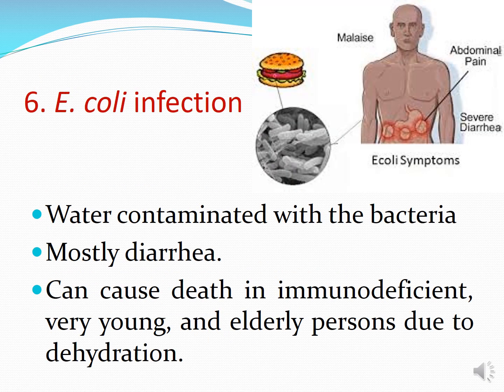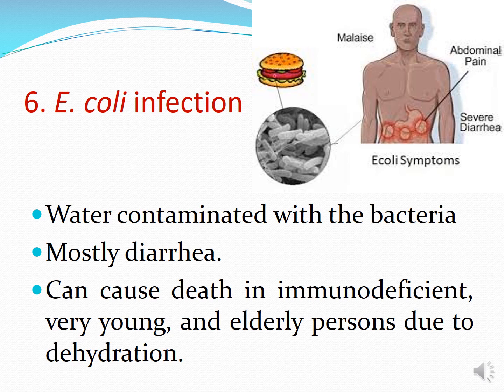Number 6, problem caused by the waterborne disease is E. coli infection. The water contaminated with the bacteria is the source of infection to human beings. It leads to mostly diarrhea and can cause death in immunodeficient, very young and elderly persons due to dehydration, which develops very rapidly in E. coli infections.